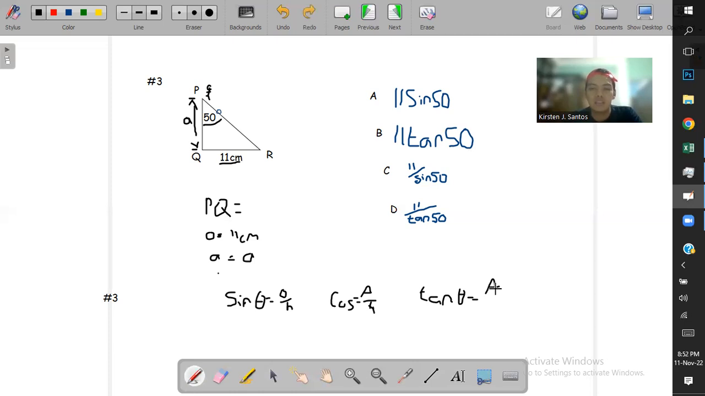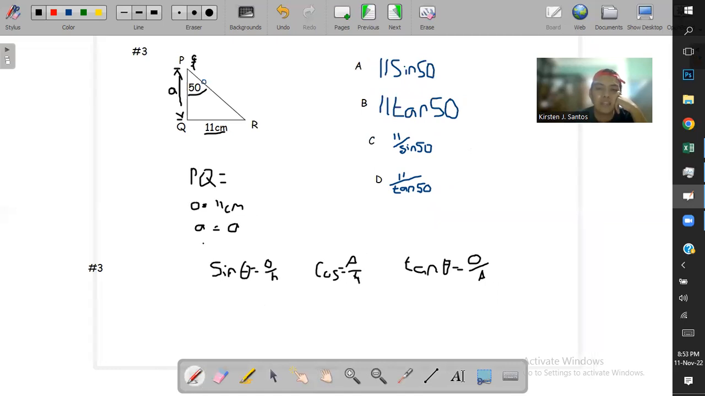Remember SOHCAHTOA, TOA, so tangent theta is equal to opposite over adjacent. I am going to plug in the 50 degrees, so tangent 50 is equal to the opposite, 11, divided by the adjacent, which is going to be A. And I move things around. A is equal to 11 over the tangent of 50.